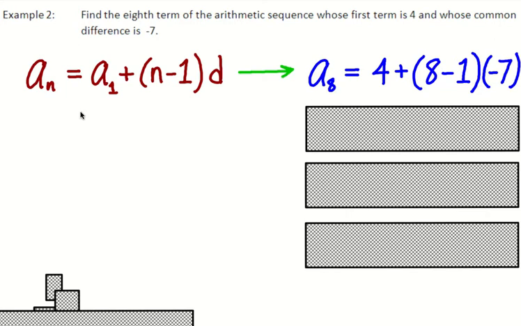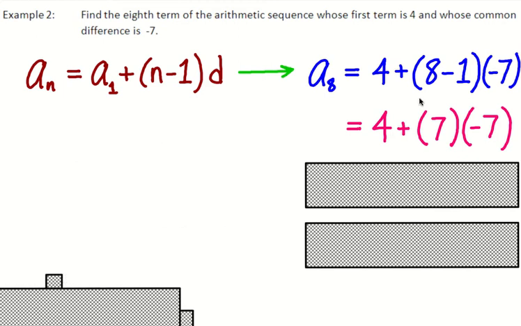We're finding the 8th term, so that's n. A sub 1 is the first term. They told us that for free. d is the common difference. They told us that for free. So from here, it's just a matter of letting the numbers do their thing. Make sure you're doing the correct order of operations, for crying out loud. You know what I mean? And that's how this proceeds, I guess.